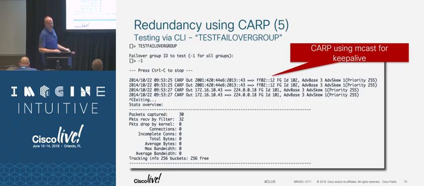It basically is using multicast for a keep alive between all the boxes. They keep talking with each other to make sure that all the slaves are up and that they don't stop working. So CARP, again, is one of the ones that's used for my smaller customers.